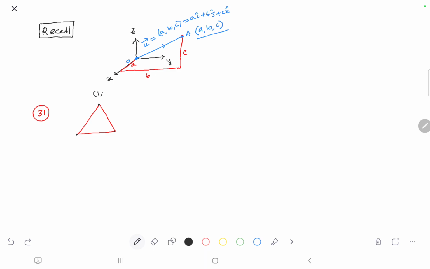Find the lengths of the sides of the triangle with the indicated vertices and determine whether the triangle is a right triangle, an isosceles triangle, or neither. Yes, you are correct. So let's say we have the triangle ABC, the vertices, right? A has coordinates 1, -3, -2. B has coordinates 5, -1, 2, and C is this.